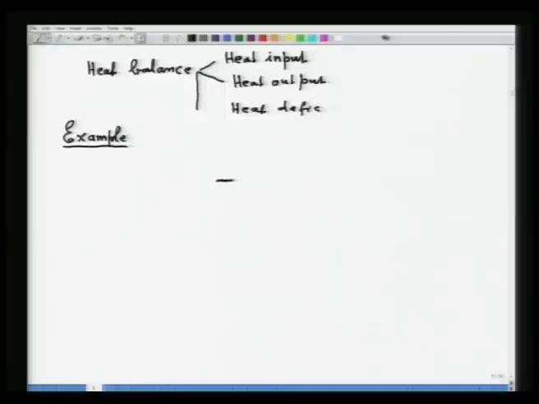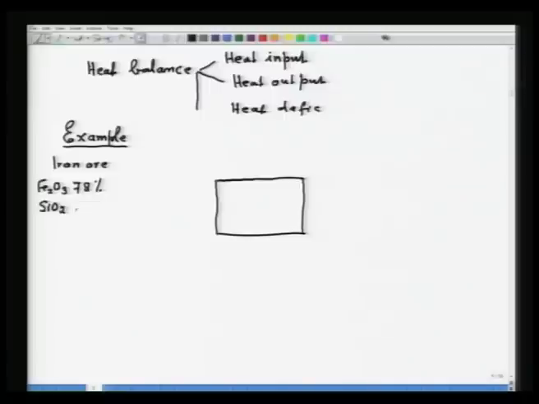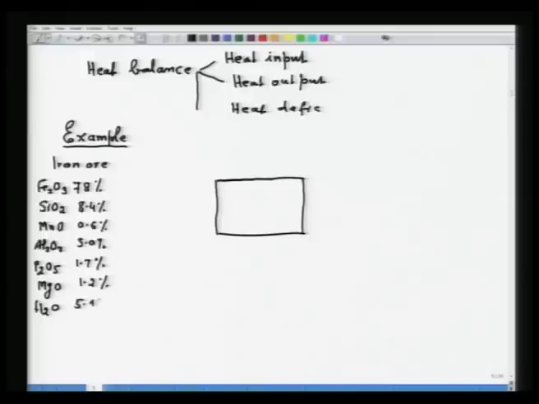So, let me take, this is the reactor. Say I am charging here iron ore, whose composition is Fe2O3 78%, SiO2 8.4%, MnO 0.6%, Al2O3 5.0%, P2O5 1.7%, MgO 1.2% and H2O 5.1%.